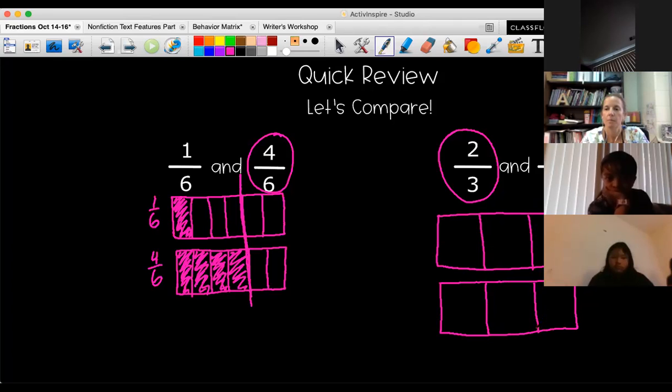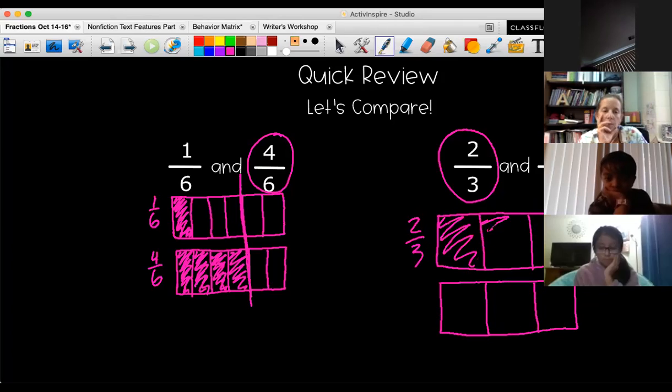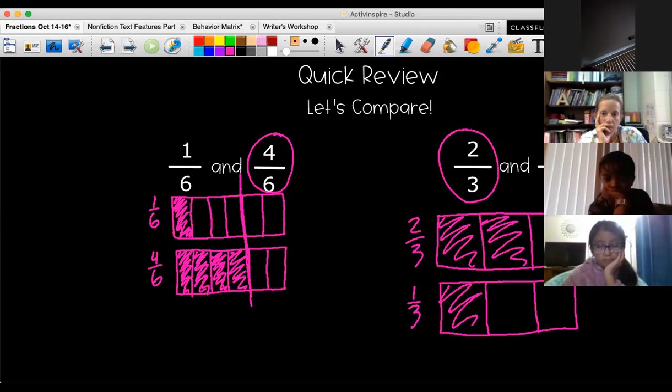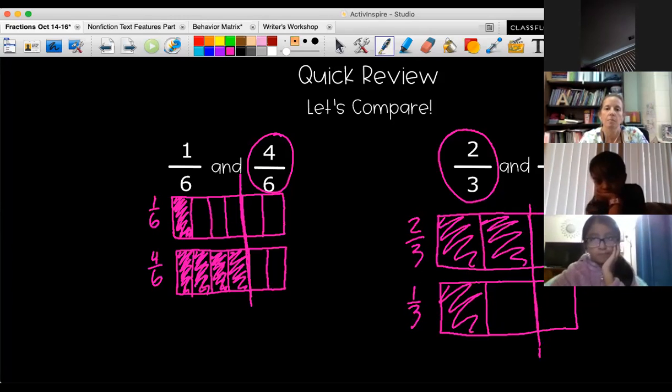Both of them or just one? Both of them. And how many did you shade in on the top one? 2. And how many did you shade in on the bottom one? 1. So then you saw, if you drew a line down, that 2/3 takes up more of the whole.